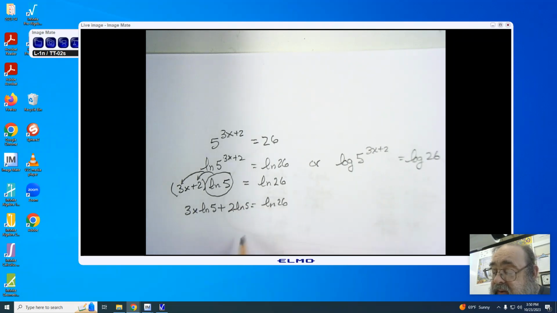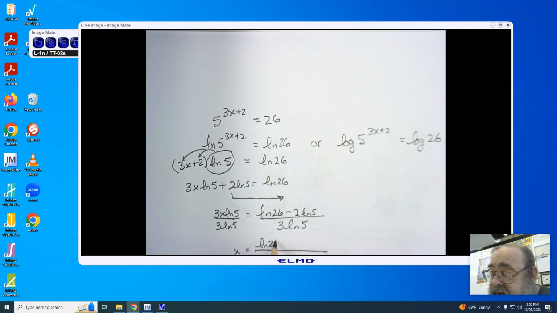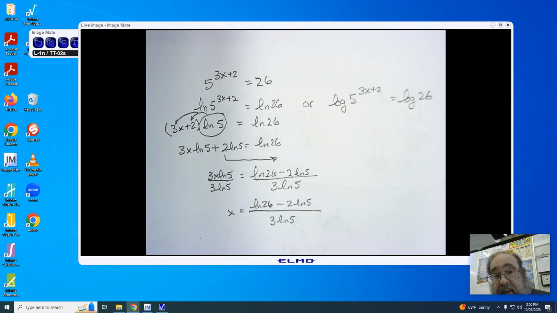I end up getting 3x natural log of 5 plus 2 natural log of 5 is equal to the natural log of 26. And I now want to move everything that doesn't have an x to the right side. I'm left with the natural log of 26 minus 2 natural log of 5 on the right and 3x natural log of 5 on the left. I'm now going to divide by everything except the x. That means a 3 and a natural log of 5 go to the denominator, and x is now equal to the natural log of 26 minus 2 natural log of 5 divided by 3 natural log of 5. That's my solution. That's what we're looking for.